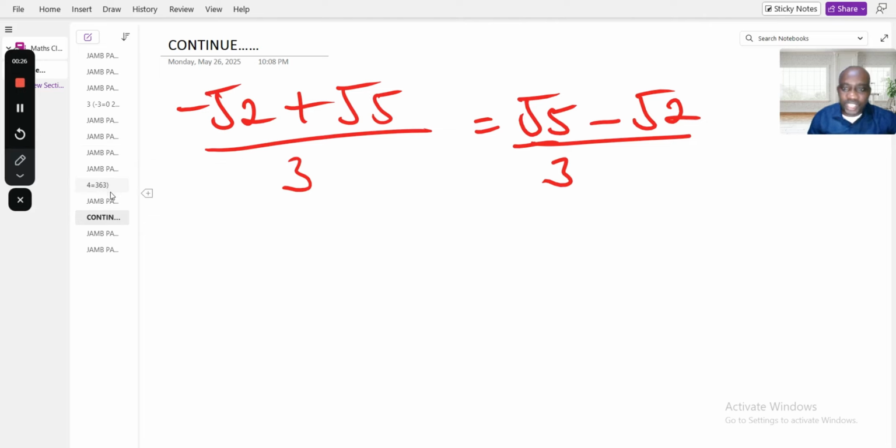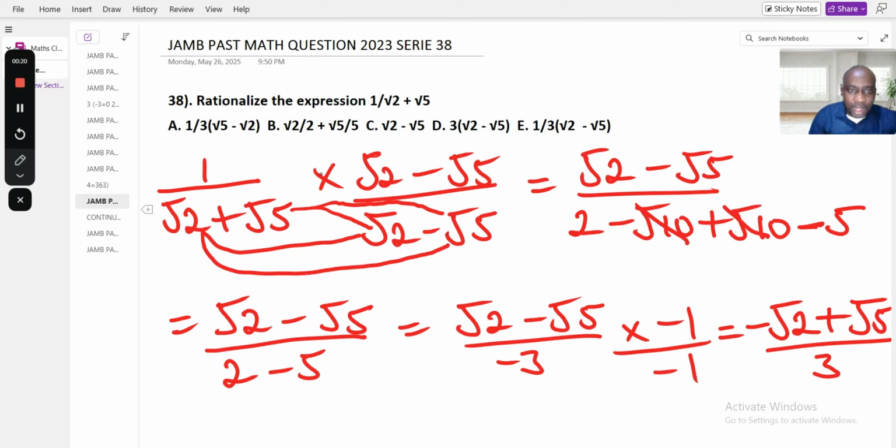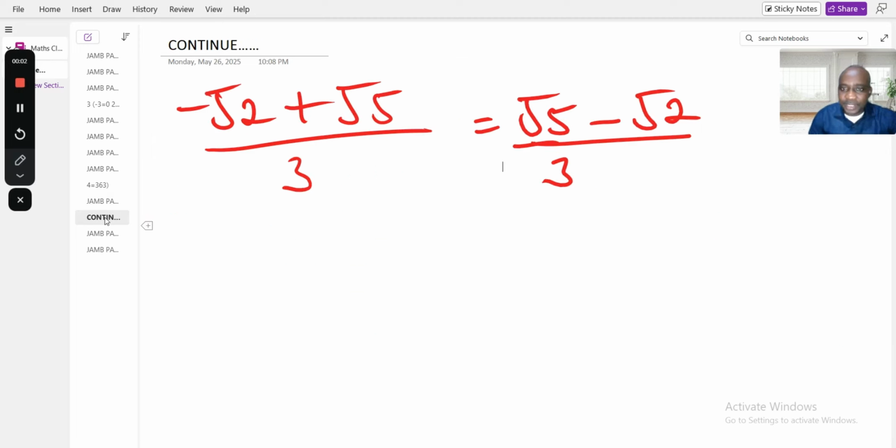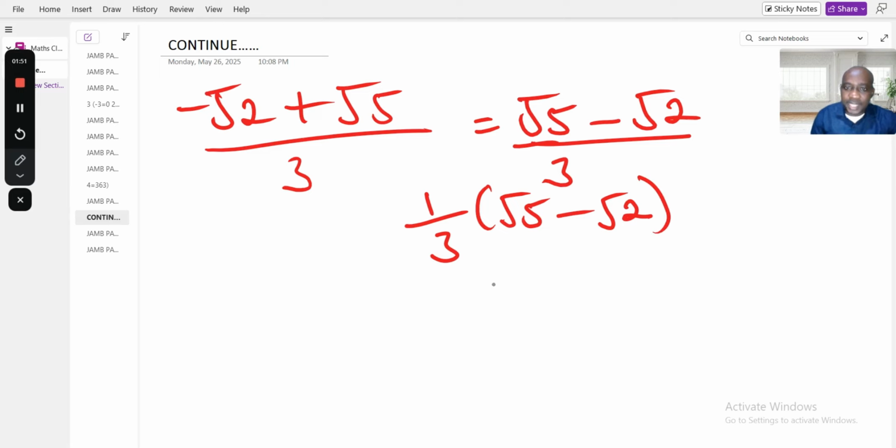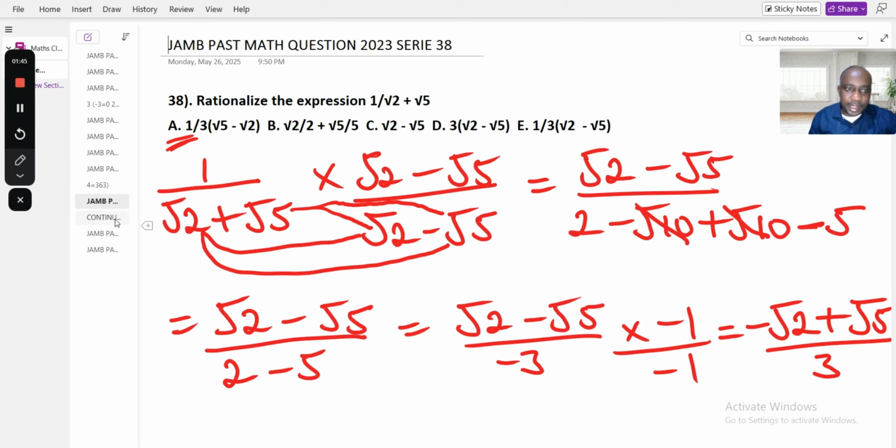Let's go to the previous page to check our answer. Square root of 5 minus square root of 2. Now, our answer is here, which is A. Our answer is A, because we have plus 5. If there's nothing behind this 5, think that there's a plus. 5 minus 2 over 3, 1 over 3, is the same thing as this one. Is the same thing as 1 over 3 times square root of 5 minus square root of 2. Is the same thing. Our answer is what? Our answer is A.